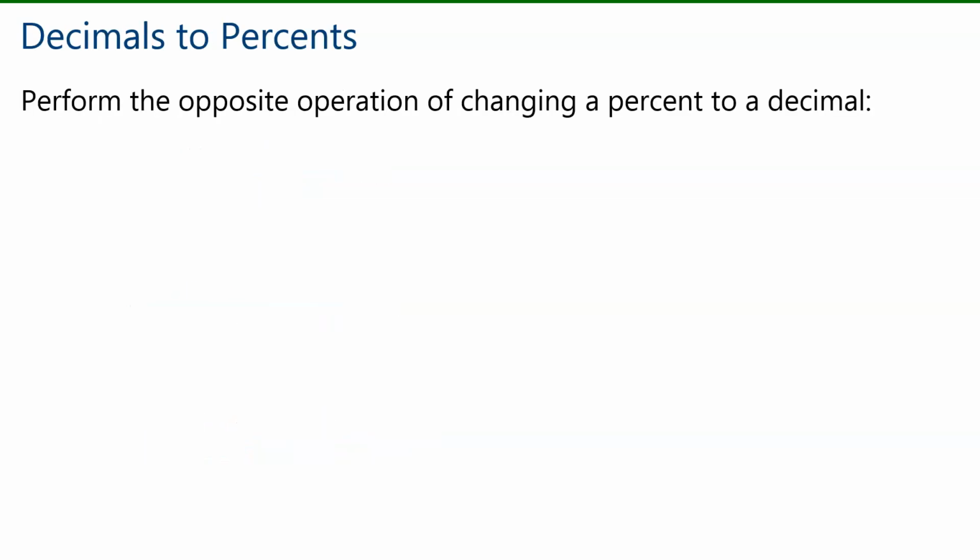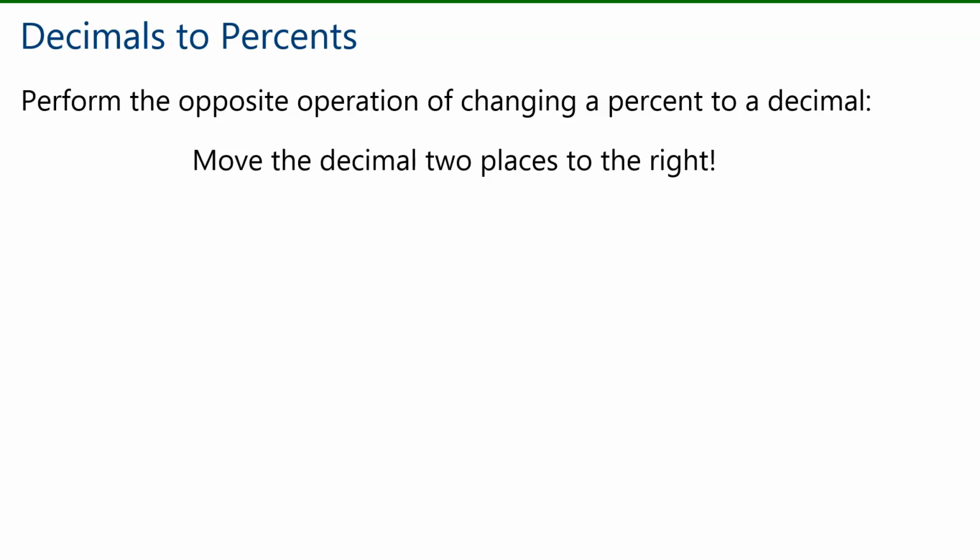Now let's change decimals to percents. We're just going to do the opposite of what we did when we changed a percent to a decimal. Meaning, we're going to move the decimal 2 places to the right as opposed to 2 places to the left. So if you had 0.27, moving the decimal 2 places to the right gives you 27%.